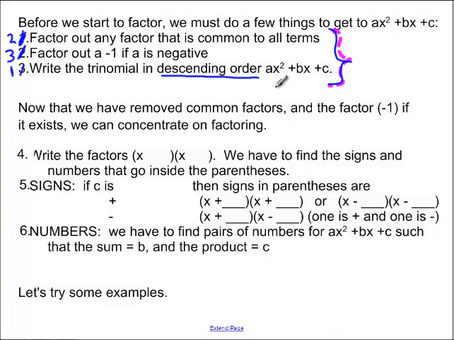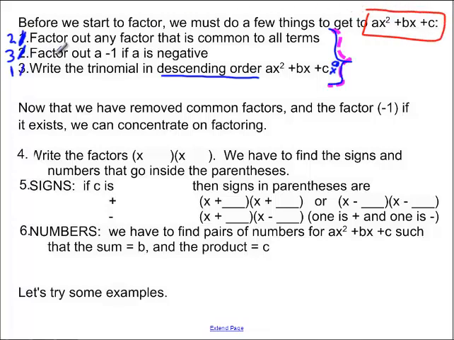Descending order says, well, this term has an ax squared, so the power is 2, the power here is 1, and the power here is unwritten, but it's x to the 0th power, because remember, x to the 0th power is 1. So now we've got things in descending order. X squared, 2 is bigger than 1, is bigger than 0. That's descending order. So step number 1, write the trinomial in descending order, because we will always be given trinomials.